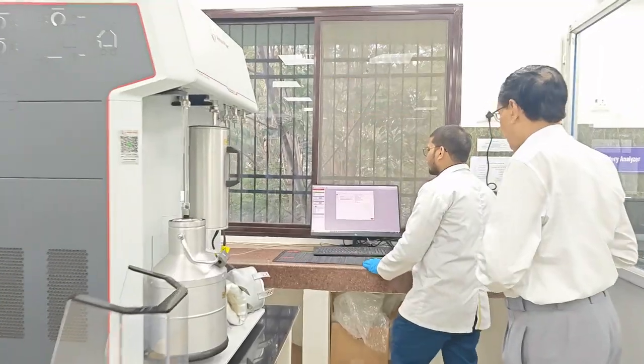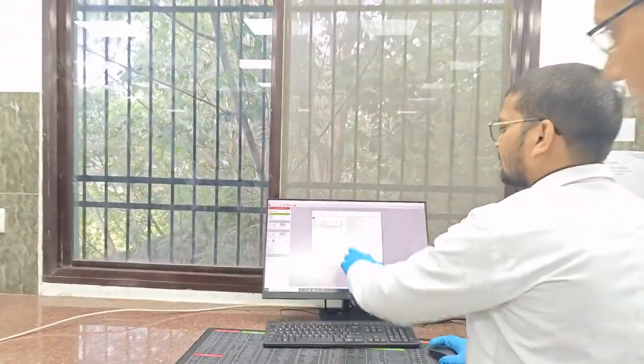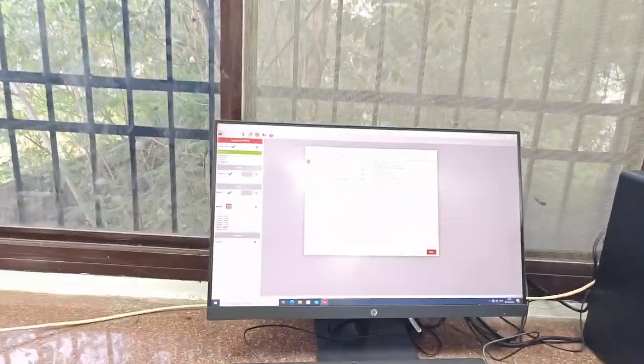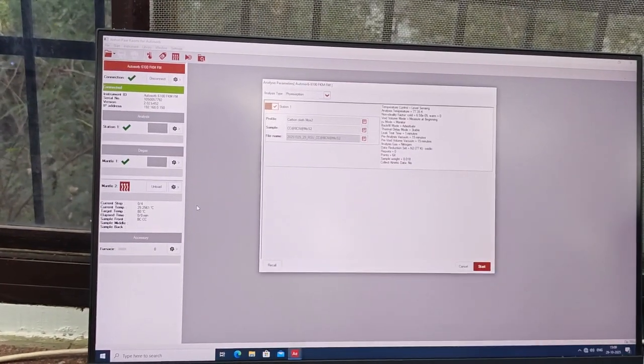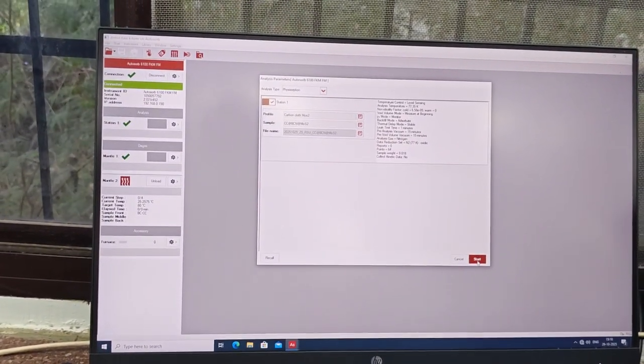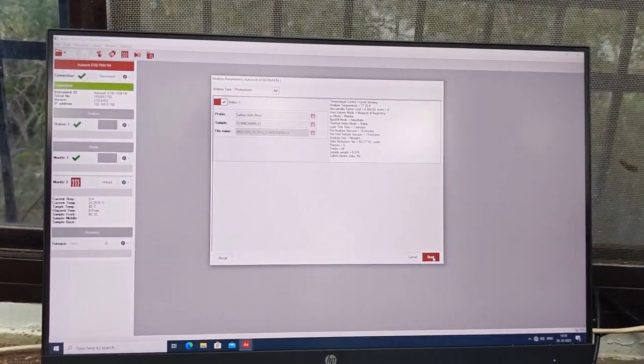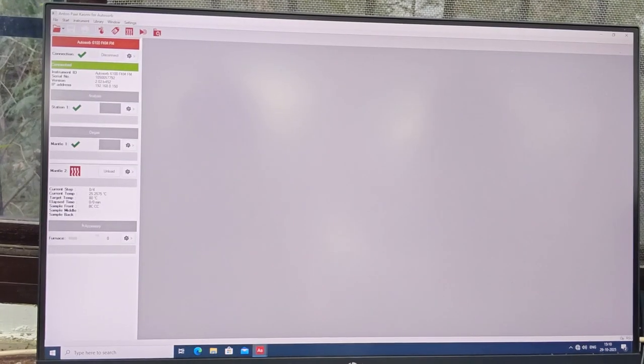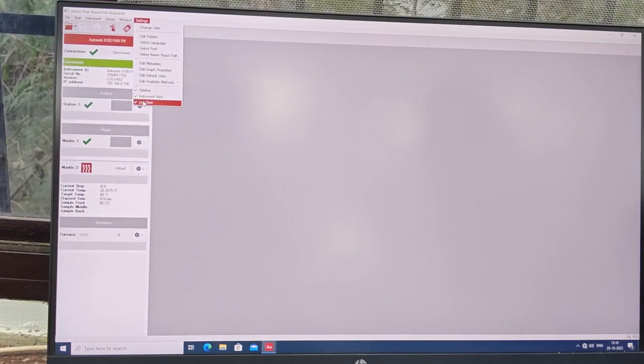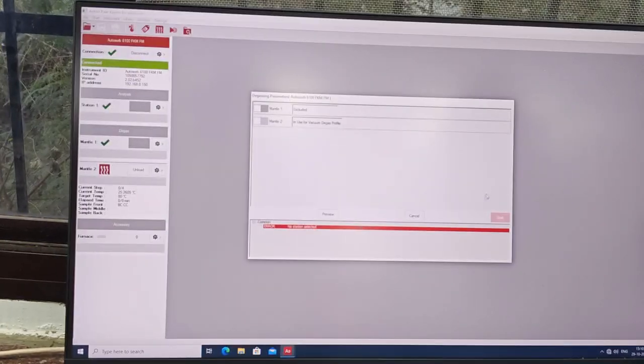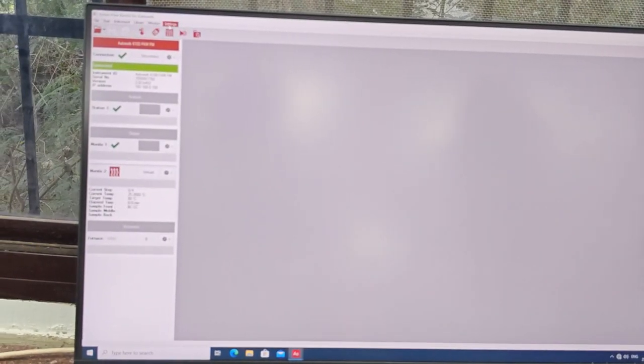Yes. So we have done it. Please come here, Vaibhav. Profile name, sample ID and file name, and we have also entered the pre-weight and post-weight. So here when we start, the analysis starts automatically. Yes. So this is the start. Now we can go to log view. This is the log view.